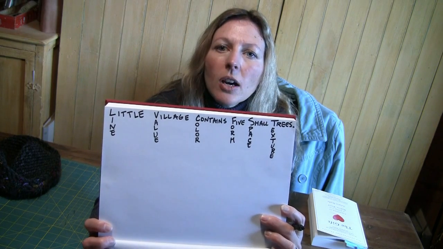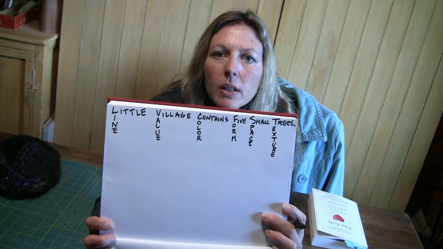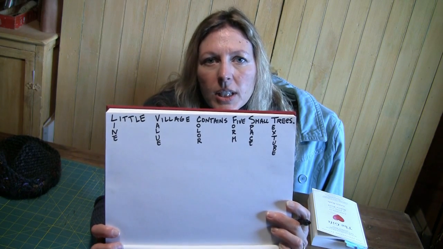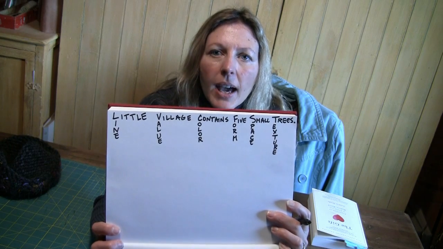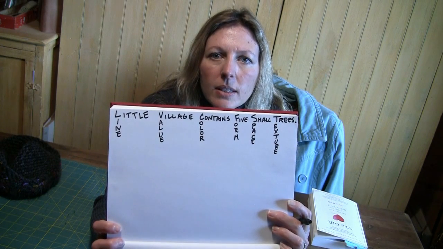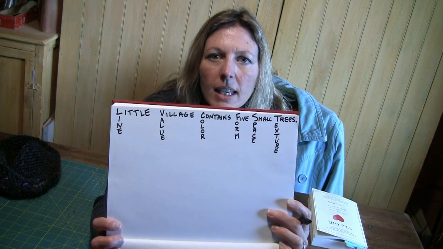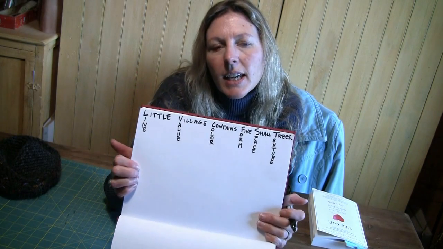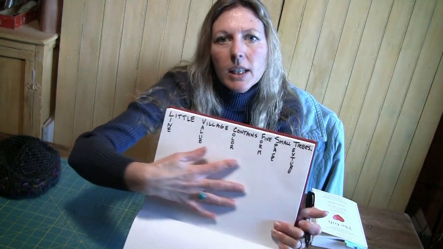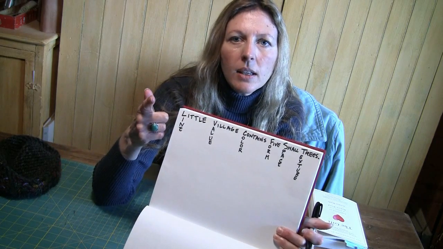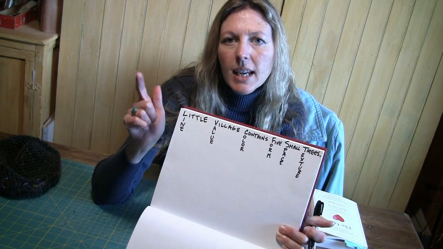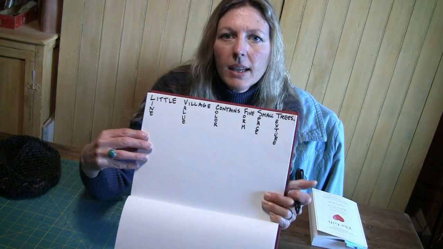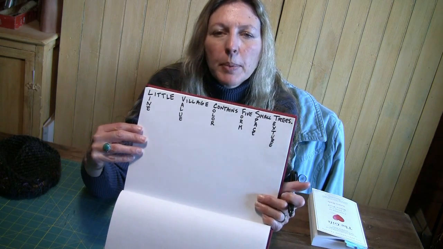There we go. So now we have little village contains 5 small trees, and the sentence is going across your page, and then the elements are going downward from those words. So by memorizing little village contains 5 small trees, you will have your sentence and your elements easy to memorize. Now the best way to make this stay planted in your head is for you to do a drawing in your sketchbook of what you think a little village that contains 5 small trees looks like to you. Okay, so give it a try and let's see what you come up with.